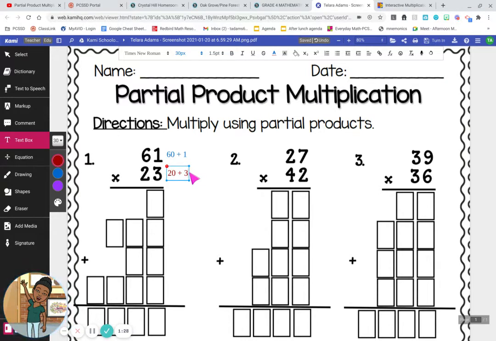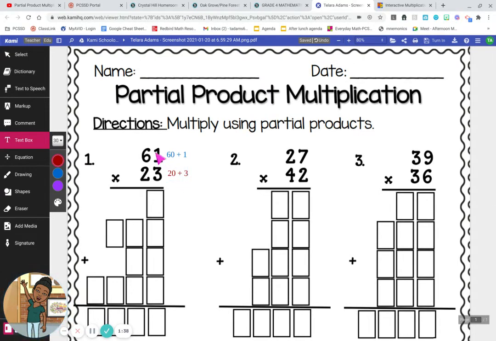Notice I'm using a small enough font. My size is small so it fits. I want to see your thinking. I want to see your expanded form. Now we have our factors. We broke them down into expanded form. That was our first step.